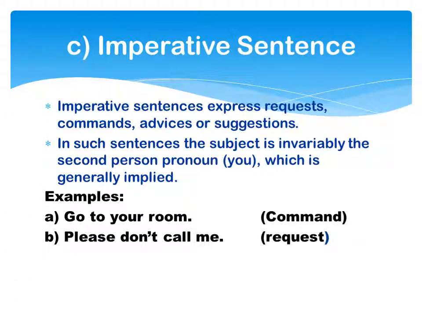Imperative sentence. Imperative sentences express requests, commands, advice, or suggestions. In such sentences, the subject is invariably the second person pronoun you, which is generally implied. Examples: Go to your room, command; please don't call me, request. You can see that here we cannot see any pronoun, but the pronoun you, that is the second person, is implied, or we can say it is hidden here.